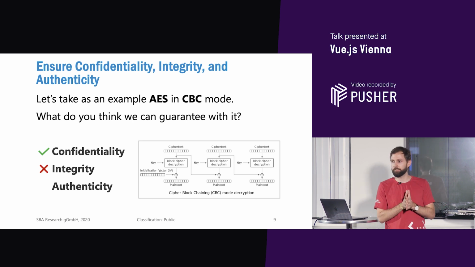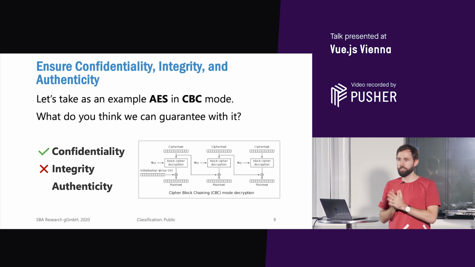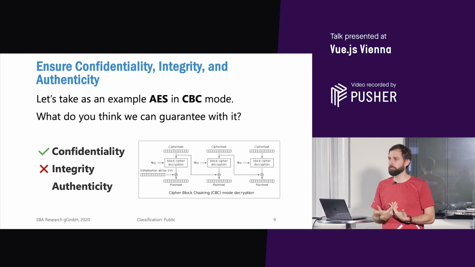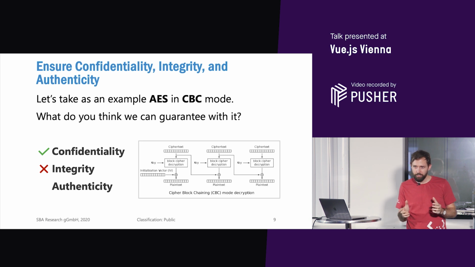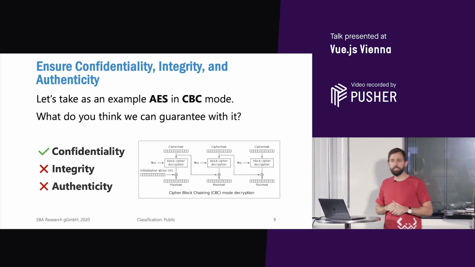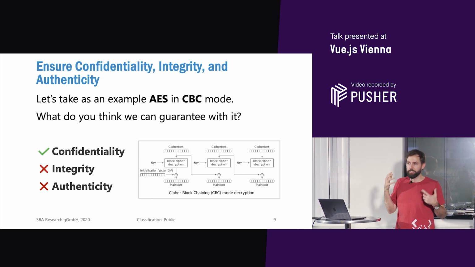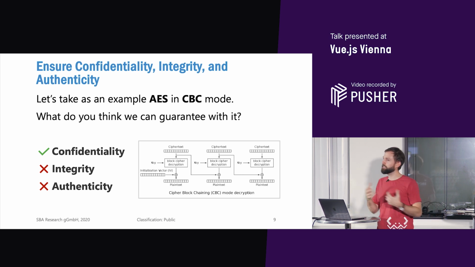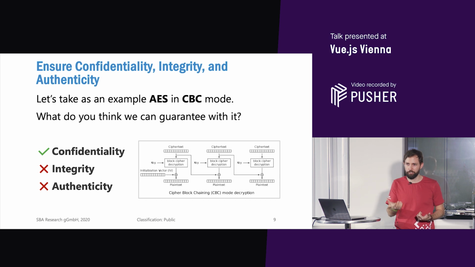I cannot ensure integrity. Somebody could manipulate the data on the wire. You would not notice, the decryption would not fail. There's no exception thrown or anything. You might get garbage, but it doesn't fail. And if I can't ensure integrity, I can't ensure authenticity either, because if I can manipulate something, authenticity and integrity are screwed. I can't ensure them.